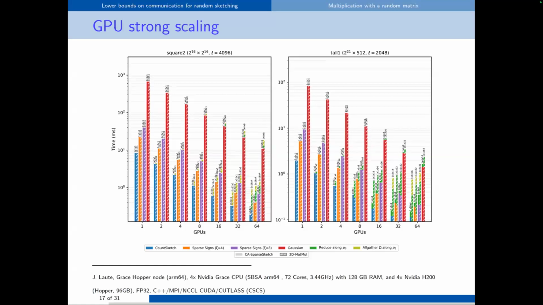Those results are for a square matrix, and those results are for a tall and skinny matrix, where we have 512 columns and 221 rows, and the sketch dimension here is 2048, and here is 4096. And sorry, I think the factor of 5 was obtained here for the tall and skinny case, where the communication is even more important.